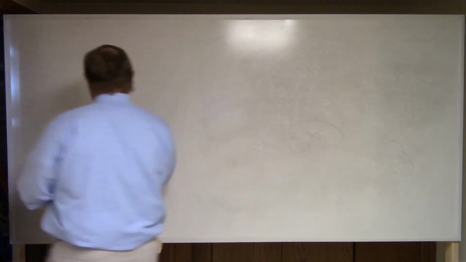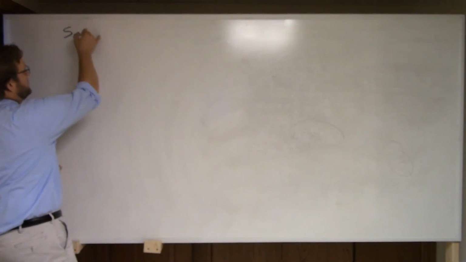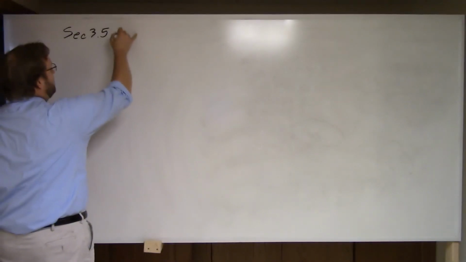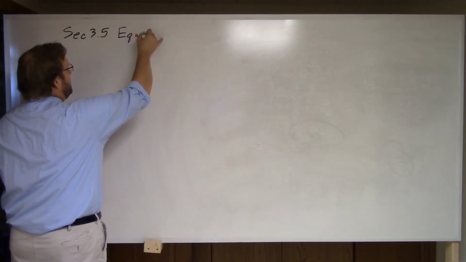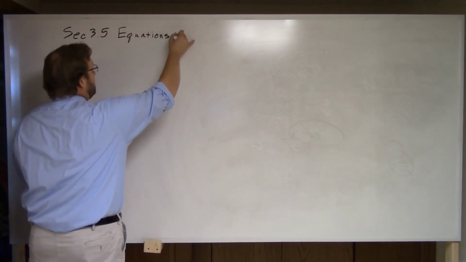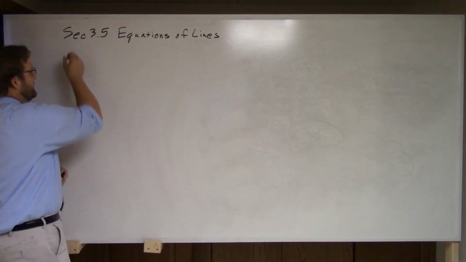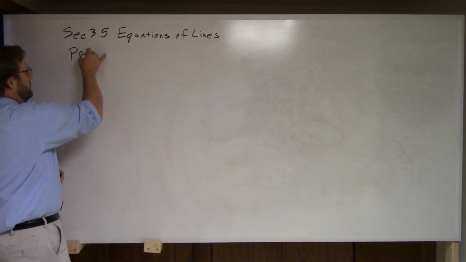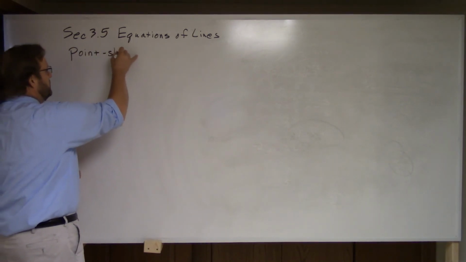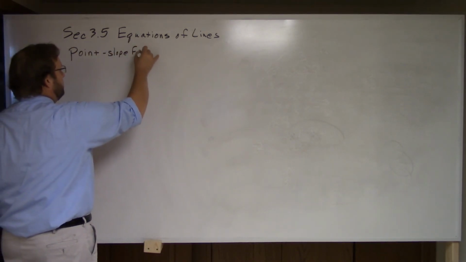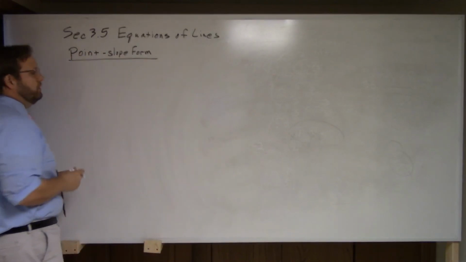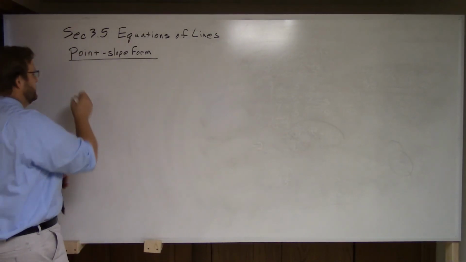Okay, so again, this is section 3.5, equations of lines. Okay, and as I said, first one is point-slope form. Okay, now point-slope form goes like this.